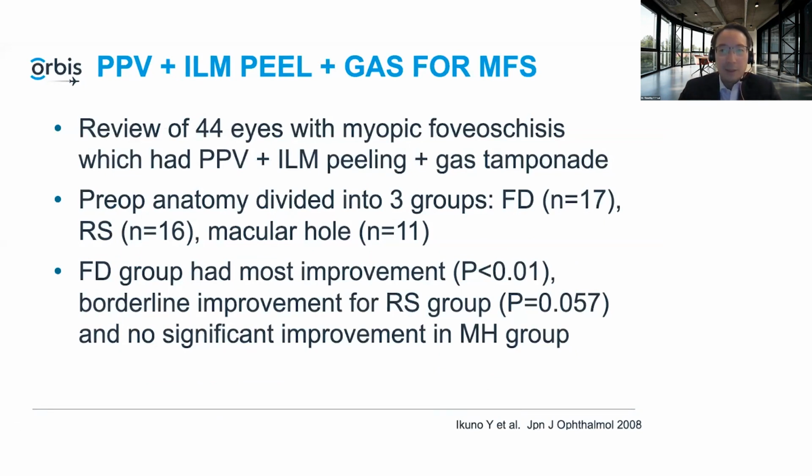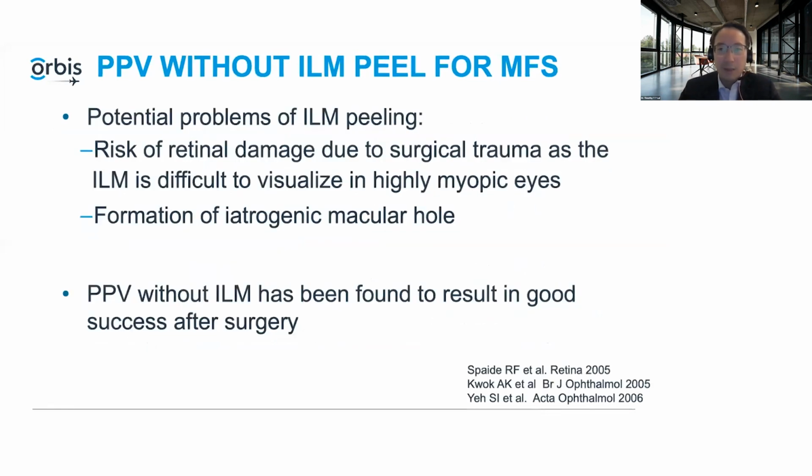Another series looked at patients who had full field detachment, retinal schisis or macular hole, and again found that full field detachment cases had the most improvement. And by the time you had a macular hole, no significant improvement in vision could be obtained. So that's why you should perform these cases when there's full field detachment instead of waiting for macular hole formation. And sometimes we do not peel the ILM because of the potential surgical damage and the potential for formation of an iatrogenic macular hole.